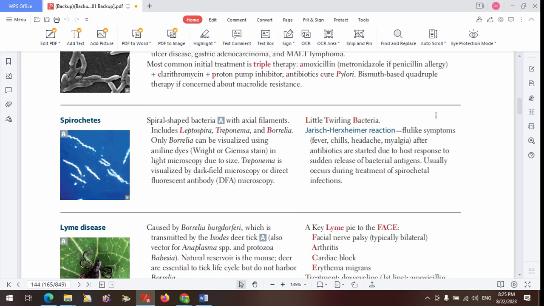So when the antibiotics start working and destroy the bacteria, the antigens that are released are the ones that provoke the inflammatory response that brings about this constitutional symptom. That's the Jarisch-Herxheimer reaction.